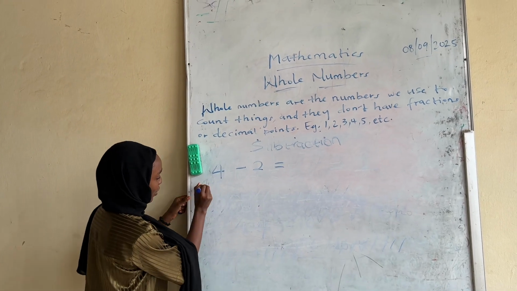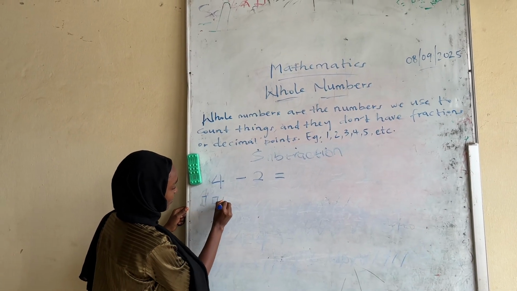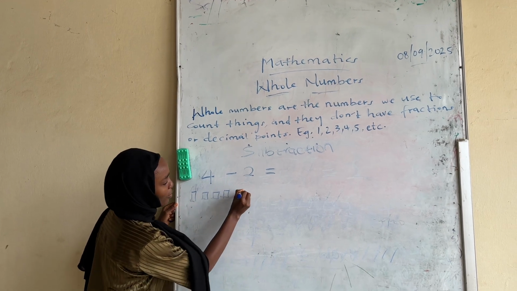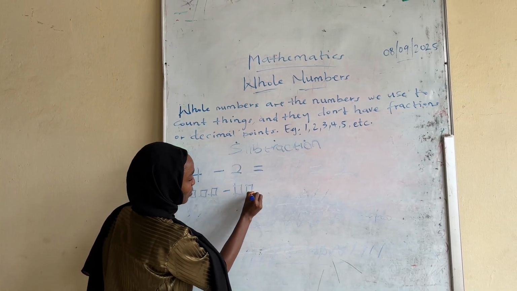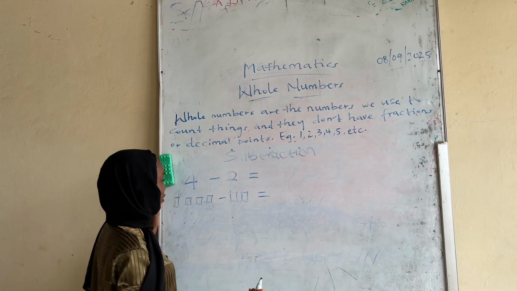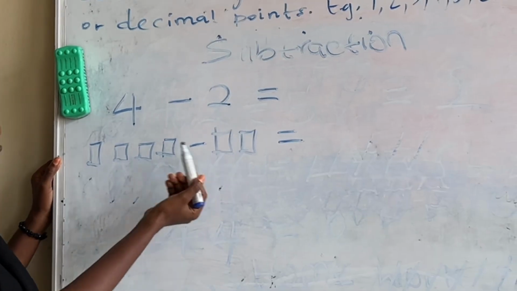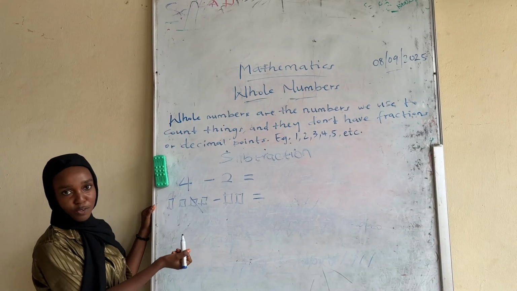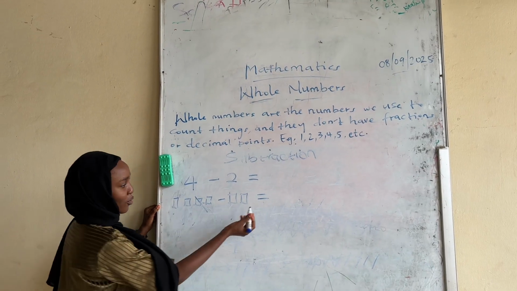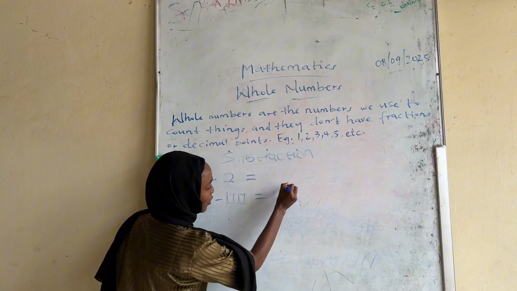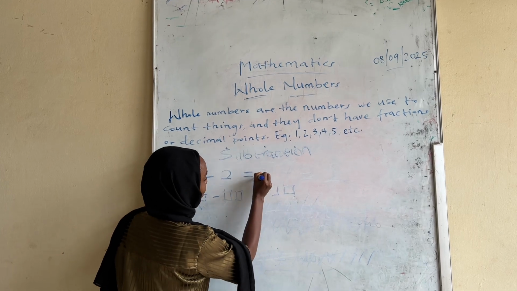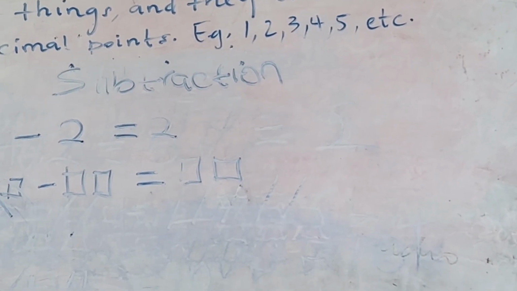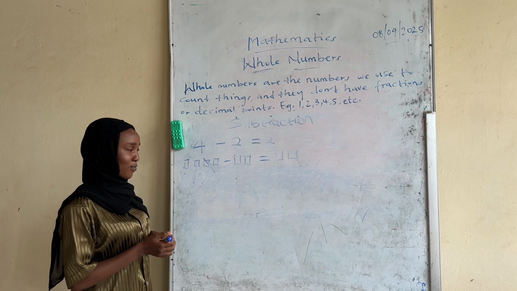Let's count. For example, you have 4 boxes and then you give your friend 2 boxes. This is your 4 boxes. And then you minus 2 boxes, which is the boxes you gave to your friend. So you remove these 2 from these 4 boxes. Now you remove it. How many do you have left? 2, right? So you give your friend 2 boxes and then you have 2 boxes left. Do you understand?